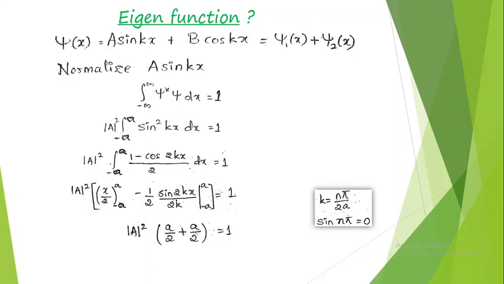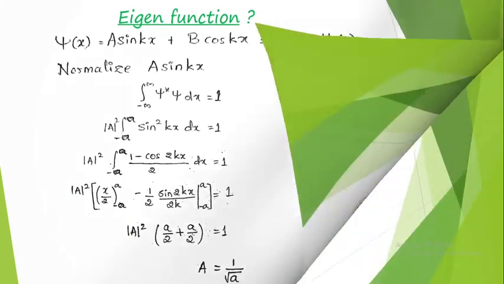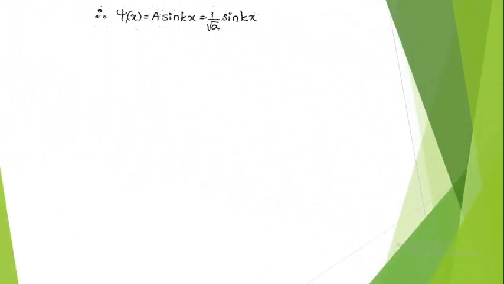So the value of A, which is the normalization constant for xi1 of x, is equal to 1 by root a. So finally, the normalized wave function xi1 of x will be equal to A sin kx, which is equal to 1 by root a sin kx. Similarly, consider the second part, xi2 of x, which is equal to b cos kx. When you solve it, again you find that the normalization constant is equal to 1 by root a itself. So xi2 of x will be equal to 1 by root a cos kx.